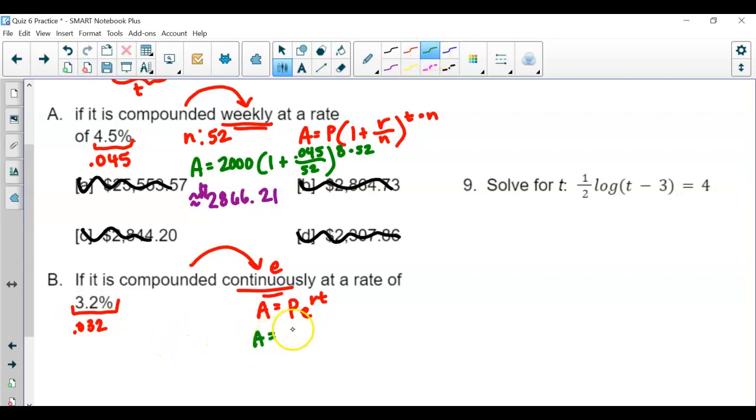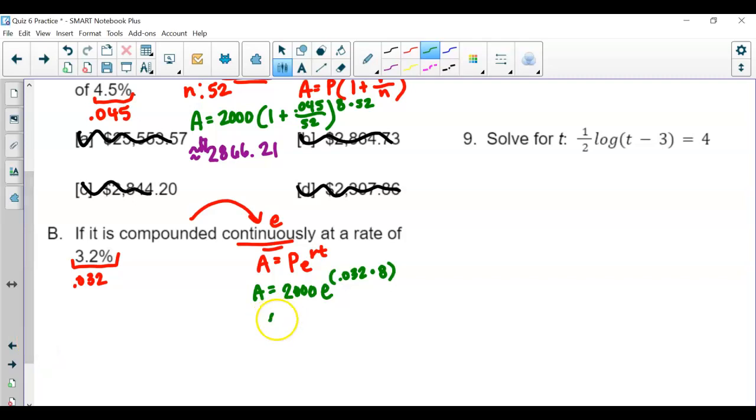So again, here we go. A is equal to our initial 2,000, but now times e being raised to the rate, which is 0.032, times t power, which is 8. Then put that in the calculator, and the final amount is approximately $2,583.51.